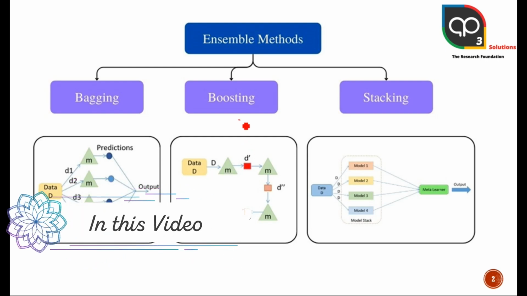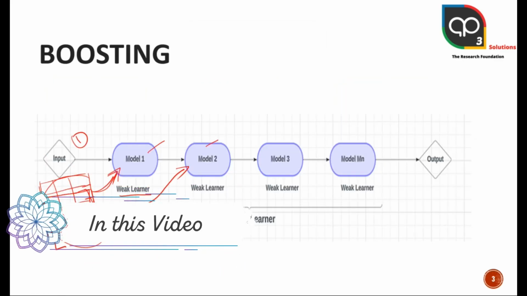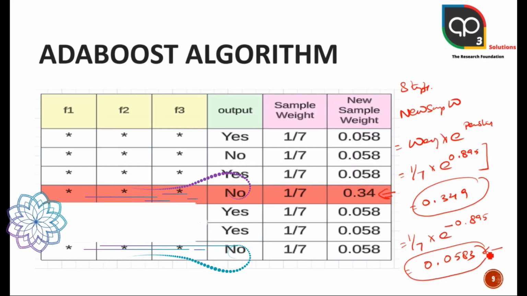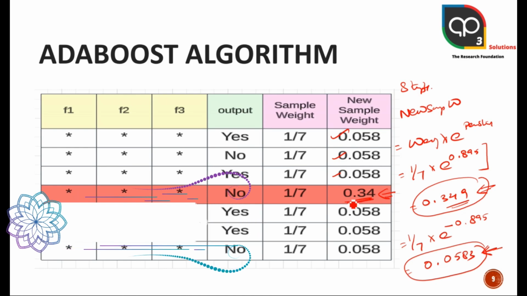Boosting is the technique that involves combining weak learners. We focus more on these previously misclassified records. So this means that the next learner is tailored to fix the mistake made by the previous one. So the new sample weight for rightly classified is 0.058 and the new sample weight for wrongly classified here is 0.34.